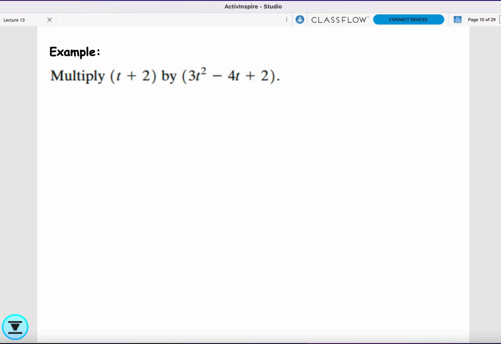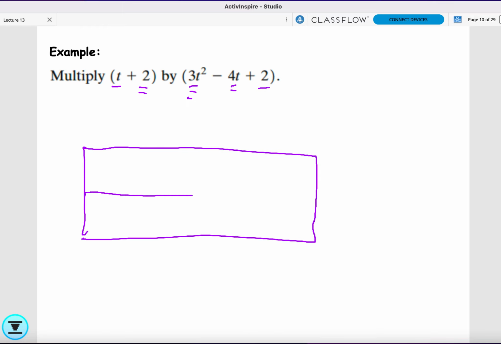Multiply t plus 2 by 3t squared minus 4t plus 2. Now we could do the arrows. It'll be 6 sets of arrows, or we could do a box method, but this time it'll be a 2 by 3. You see that? It's like a rectangle. So then this is the 2 terms, and this is the 3 terms. So it'll be t plus 2, and it'll be 3t squared minus 4t plus 2.